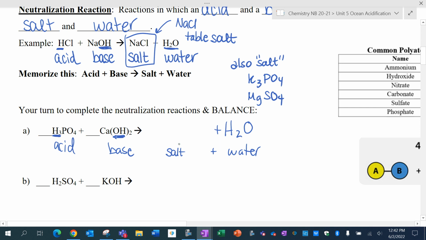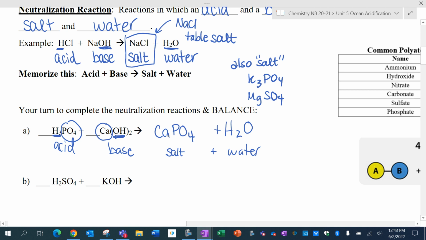So what's going to be my salt? It's going to be the other substances that haven't reacted yet. So my calcium and my phosphate are going to combine together to make the salt. Now I want to stop. Whenever I'm writing a chemical formula, I need to make sure that I have the subscripts correct. So is it CaPO4? Should there be a 2 here? Should there be a 3 here? Should there be a number over here? We've got to figure out what our subscript should be.